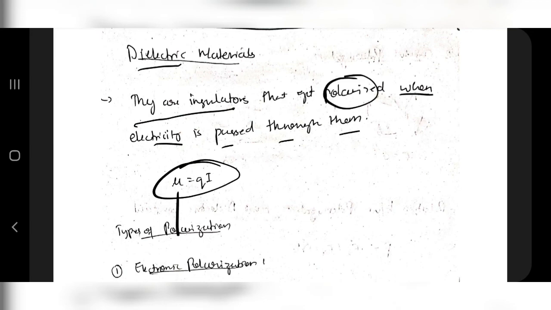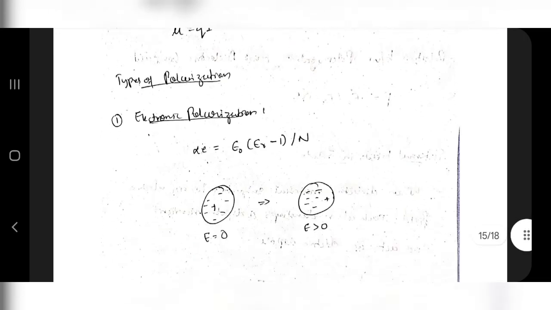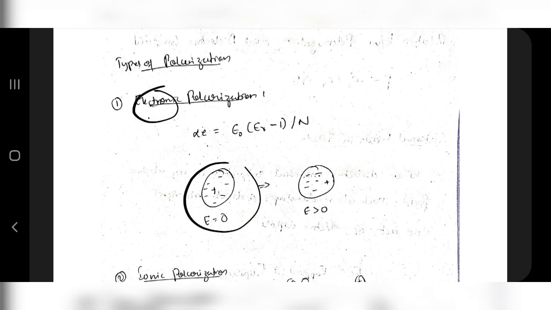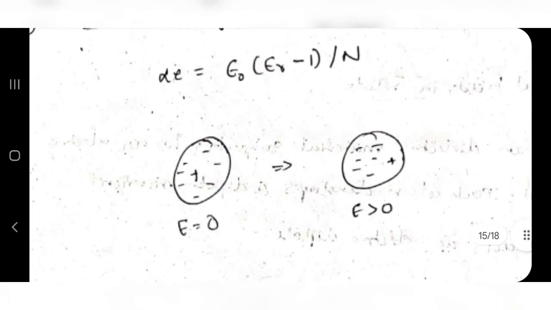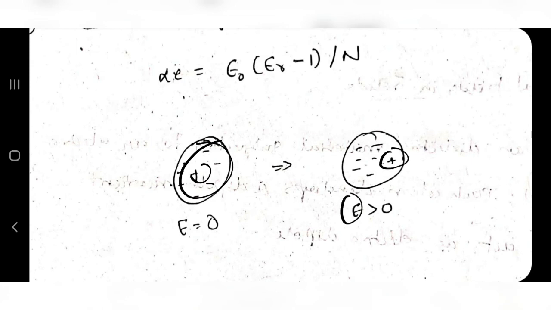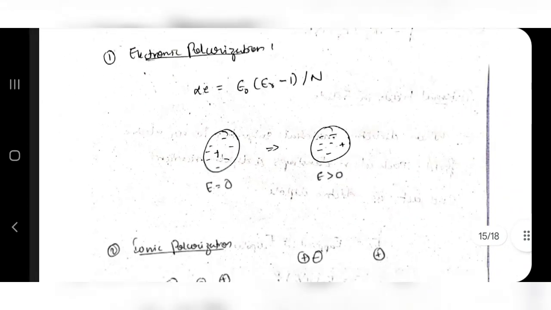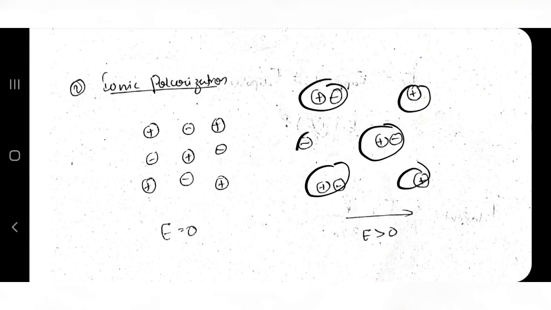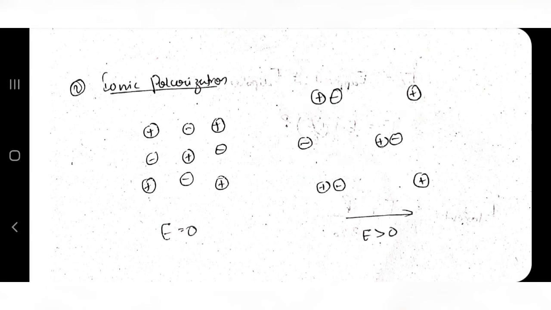Okay, so the dipole moment is equal to Q into l. Q is the charge, l is the distance. So there are a few types of polarization. Electronic polarization means if the electric field is 0, positive is here, all negative are there. If the electric field is greater than 0, positive will come here, negative will come here. That polarization is known as electronic polarization. Ionic polarization means the plus and minus will come together and the lone will be set aside. Okay, so that is the ionic polarization.